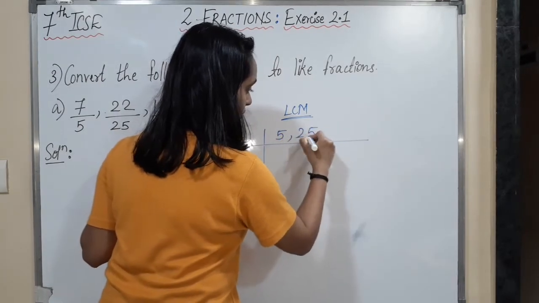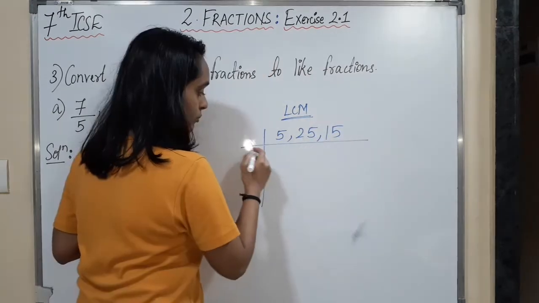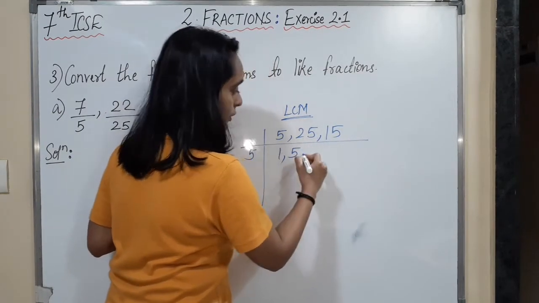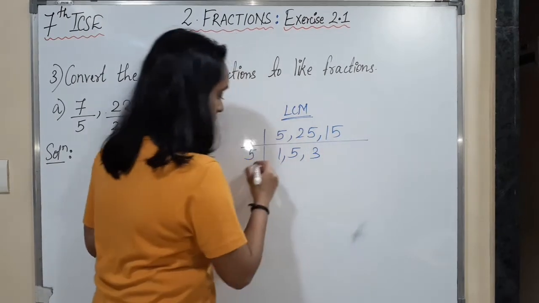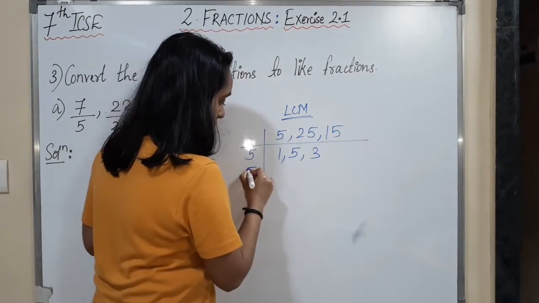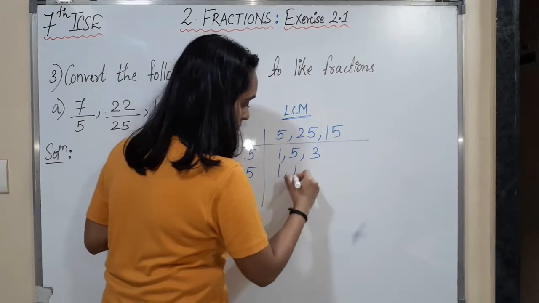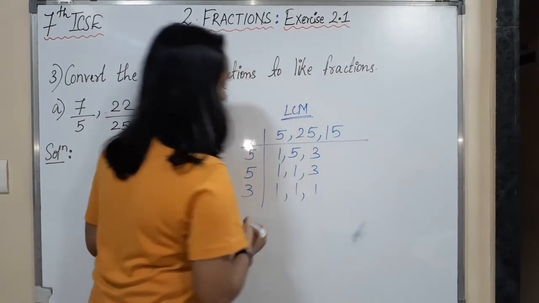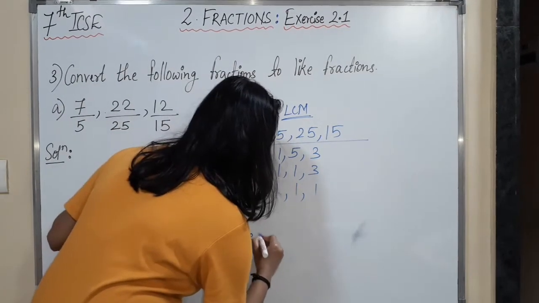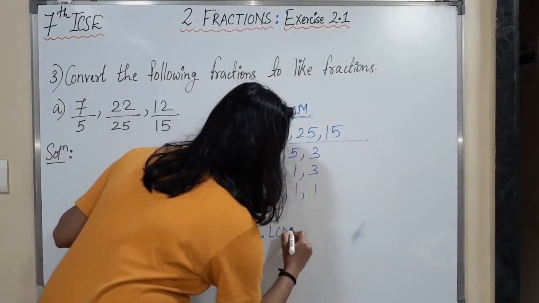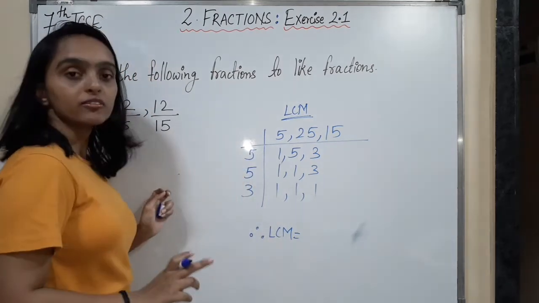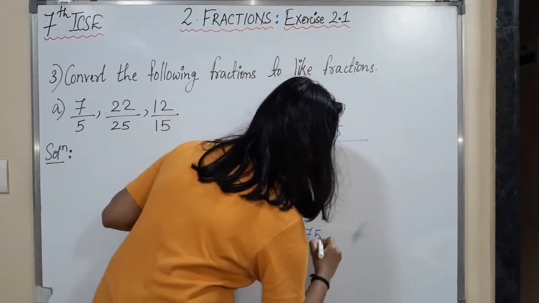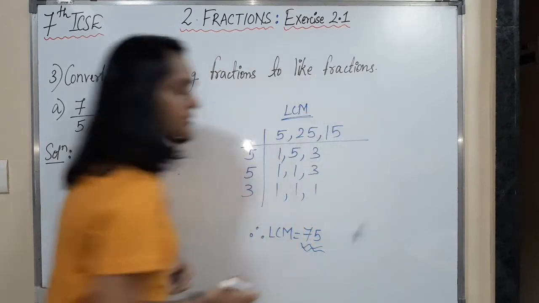LCM of 5, 25 and 15. Dividing by 5 you will get 1, 5 5s are 25 and 5 3s are 15. Now again we will take 5. So 1, 1, 3. Now 3. So 1, 1 and 1. Therefore the LCM will be 5 5s are 25 and 25 3s is 75. So the LCM of these 3 numbers is 75.